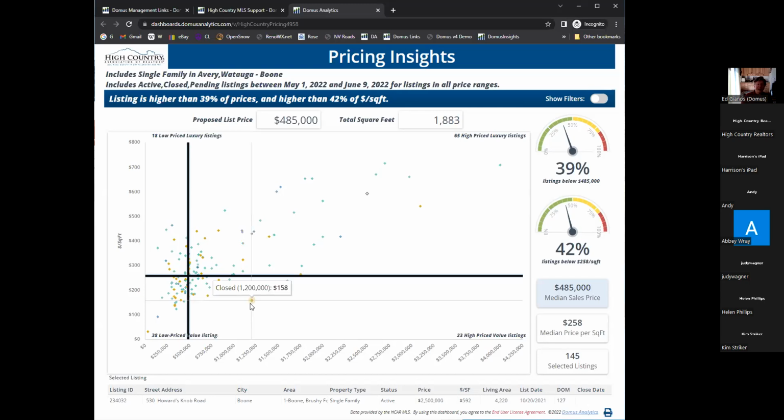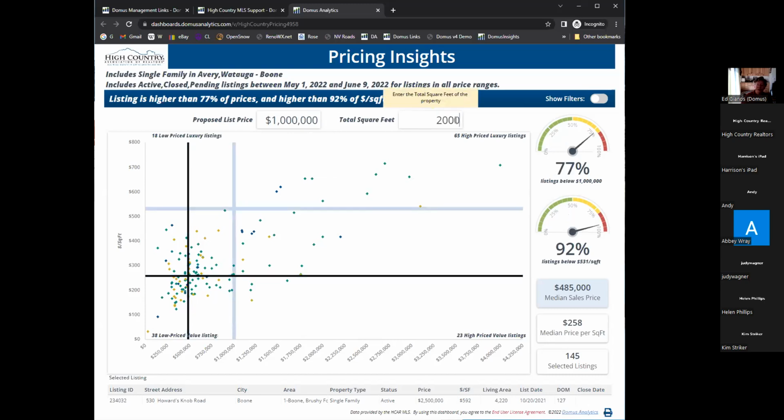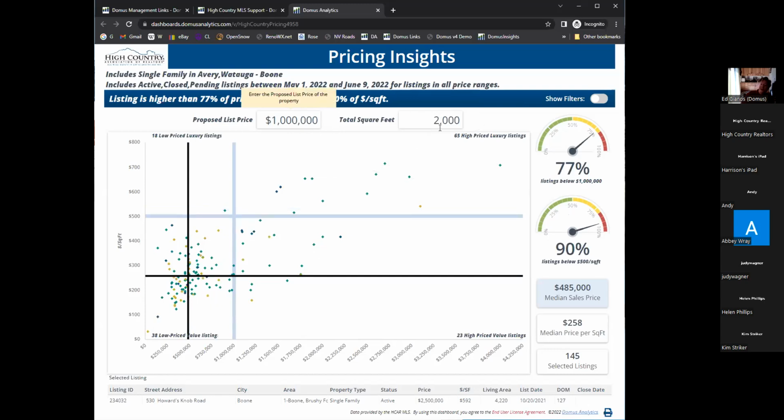What I like about this dashboard is, let's suppose you're working with a seller who says he's got a 2,000 square foot property that he thinks he wants to sell for $1 million. And you can plug these numbers into Domus. These light blue lines are going to come out from the side and say, hey, you know what? You're at the 77th percentile of price. You're at the 90th percentile of dollar per square foot. Let's go ahead and click on your economic nearest neighbor, this 895 at 523, and see that it's 1525 Highway 421. I can pull that up in MLS.